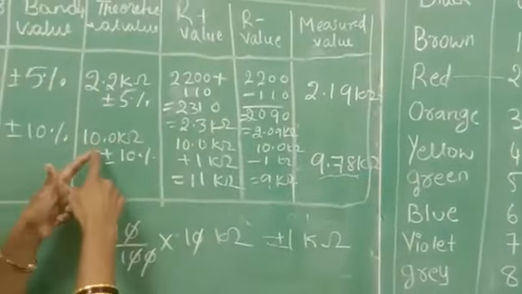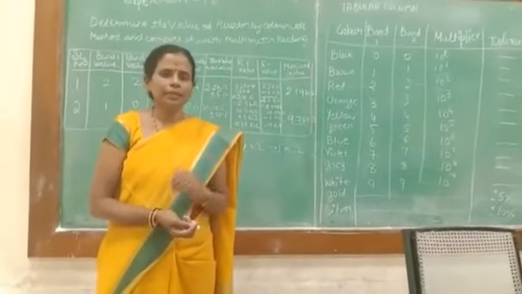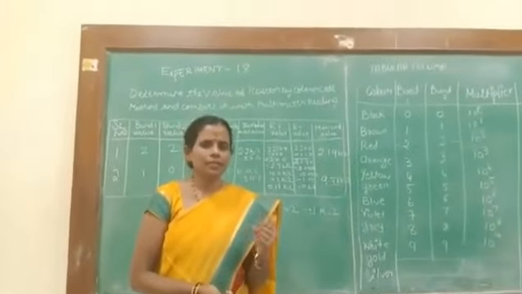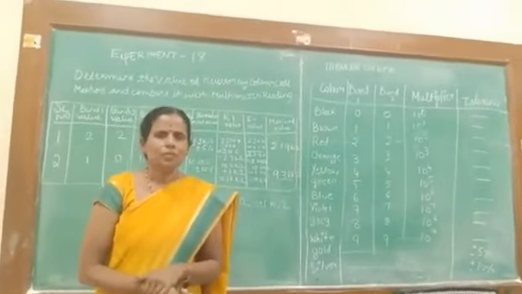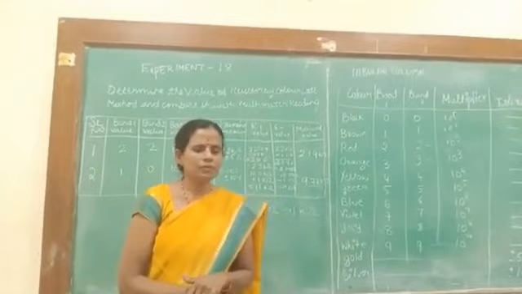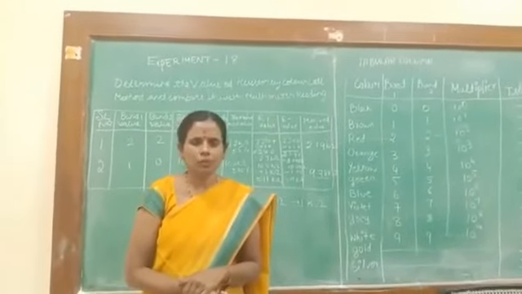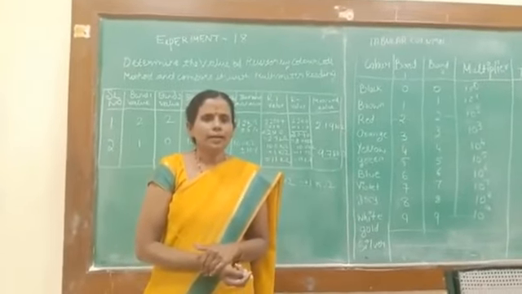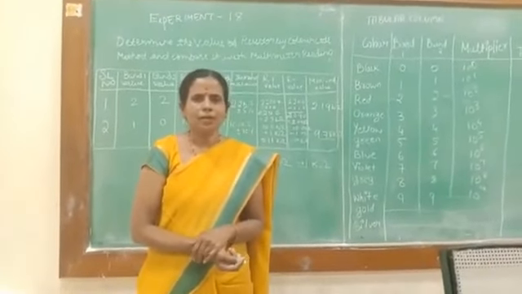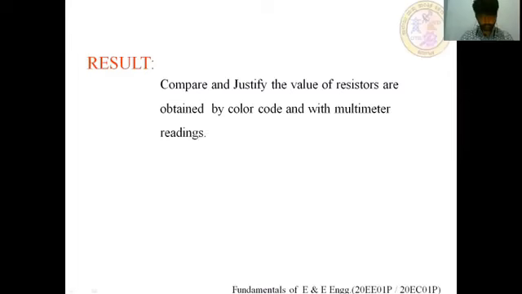If we get the exact value, it is well and good. If we get an approximate value also, it is good. But we should get a value between the two range values, that is R minus value and R plus value. So in this way, you try many resistors, connecting them on the board, and use your multimeter properly and find the value and compare the two values. I hope you understood this.